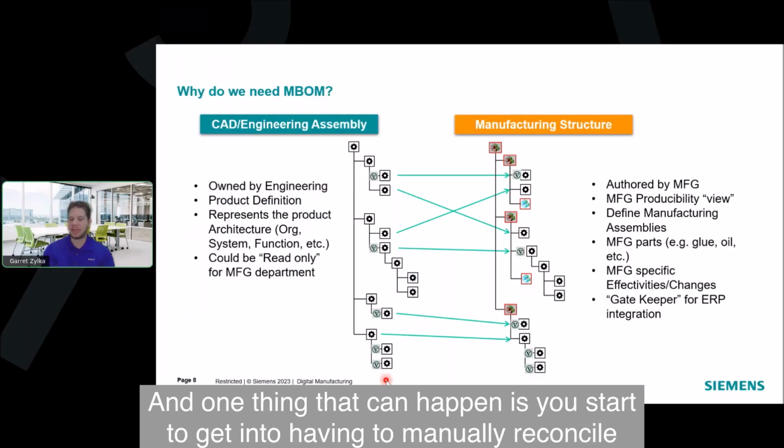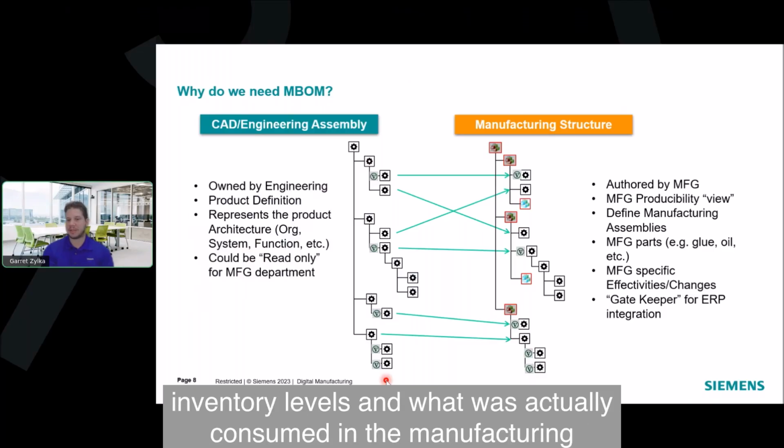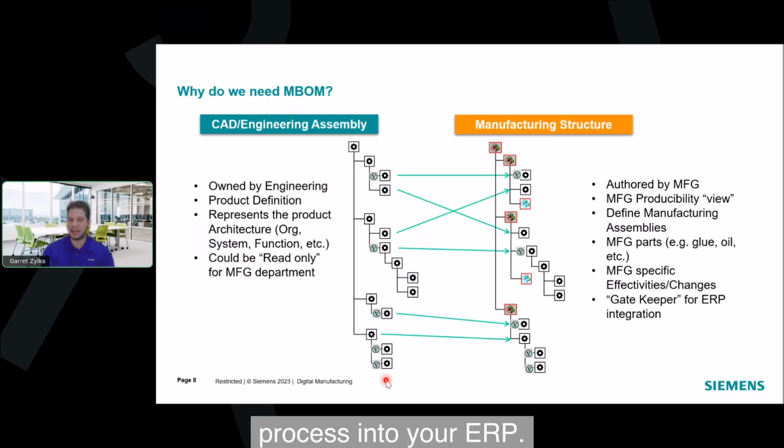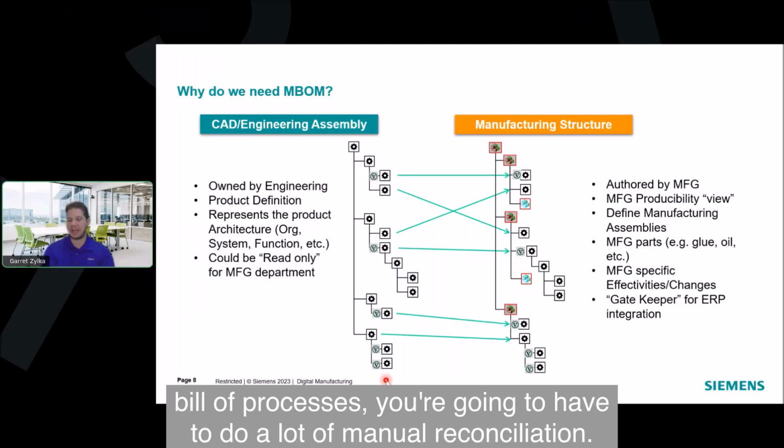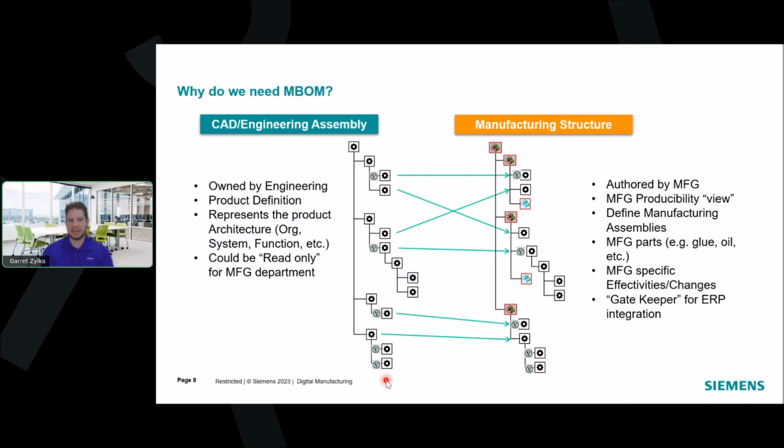And one thing that can happen is you start to get into having to manually reconcile inventory levels and what was actually consumed in the manufacturing process into your ERP. Very tough and manual process, especially if you have very, very complex bills of process. You're going to have to do a lot of manual reconciliation.